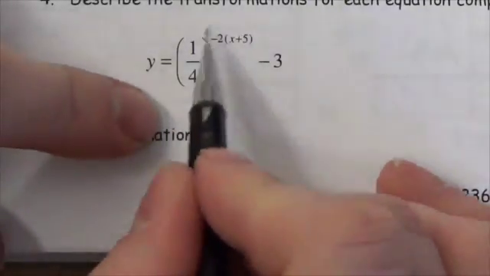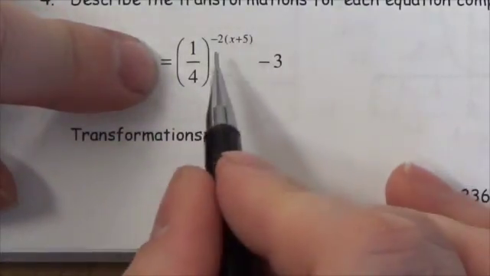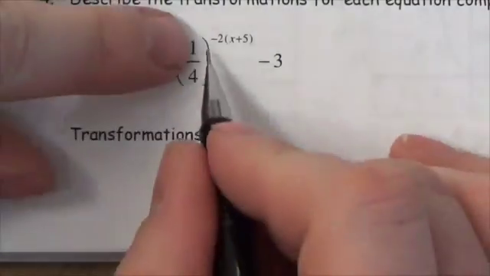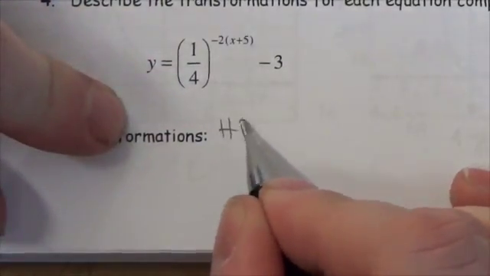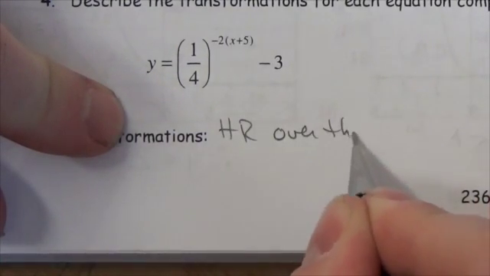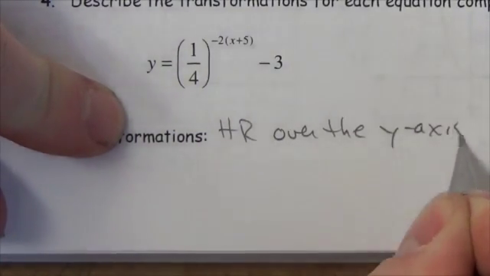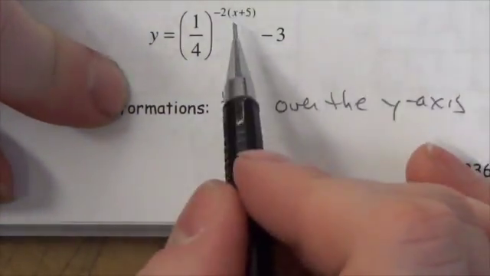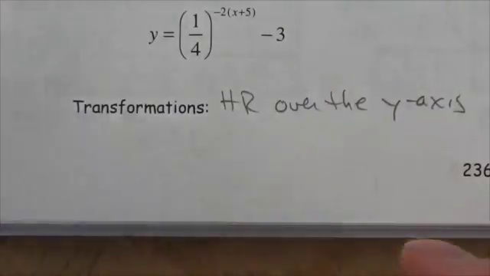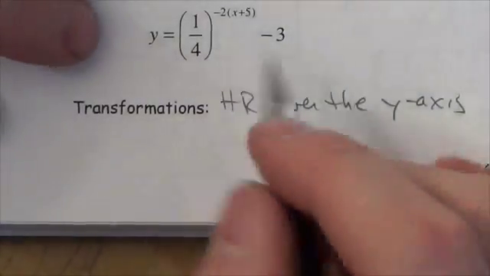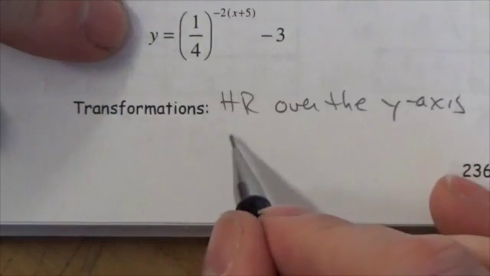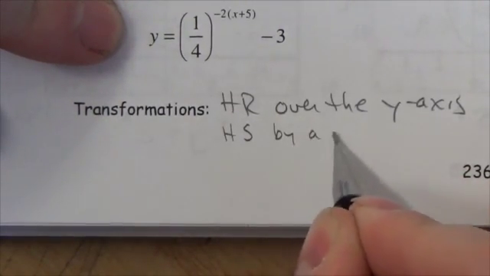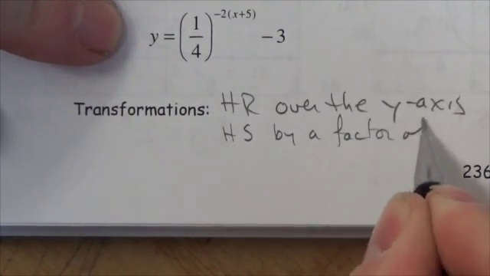So now I look at what's going on with this function. Look at my exponent here. I've got a -2, then in parentheses x plus 5. That negative corresponds to a horizontal reflection over the y-axis. The 2 here, if I was to try to isolate the x, and again, at this point you might not know how that's going to work, but you will, I would have to divide by 2. That corresponds to a horizontal stretch by a factor of 1/2.